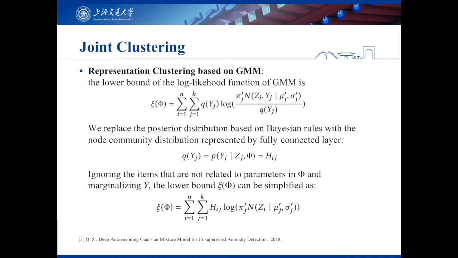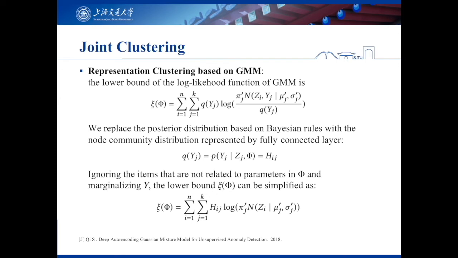Moreover, the representation of the network integrates and compresses the structure and attribute information of the network and removes redundancy. Thus, the clustering of representation is an important supplement to the clustering of network structure. We use GMM to cluster the representations. The lower bound of the log likelihood function of GMM is as follows.